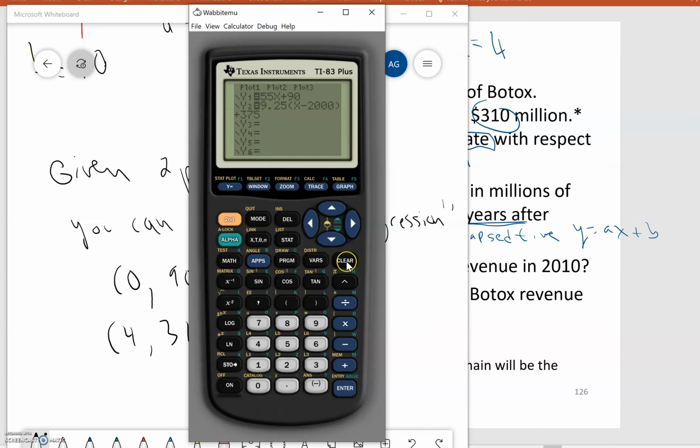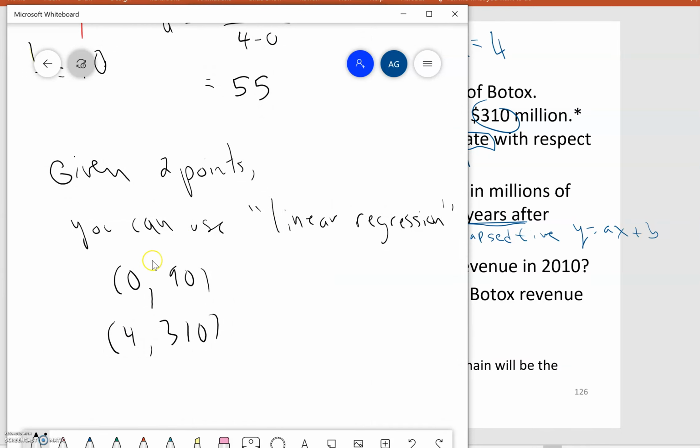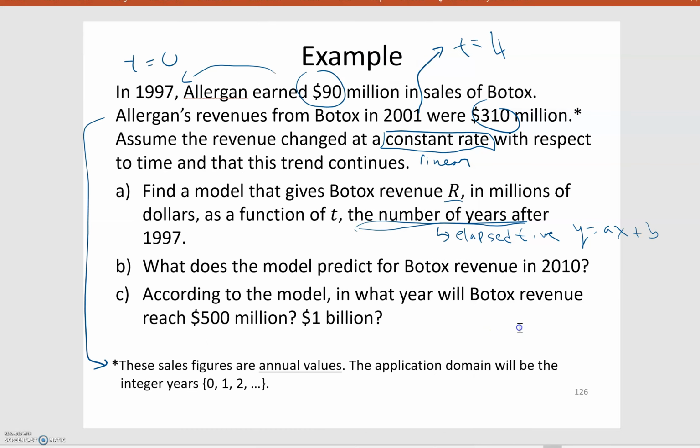Let's erase that second function. That's from another example. Okay, so the LinReg method is great for these kinds of scenarios where you're given 2 data points. You can just type them in and it'll spit out the line for you. So that's nice. So now let's go ahead and answer this next question.